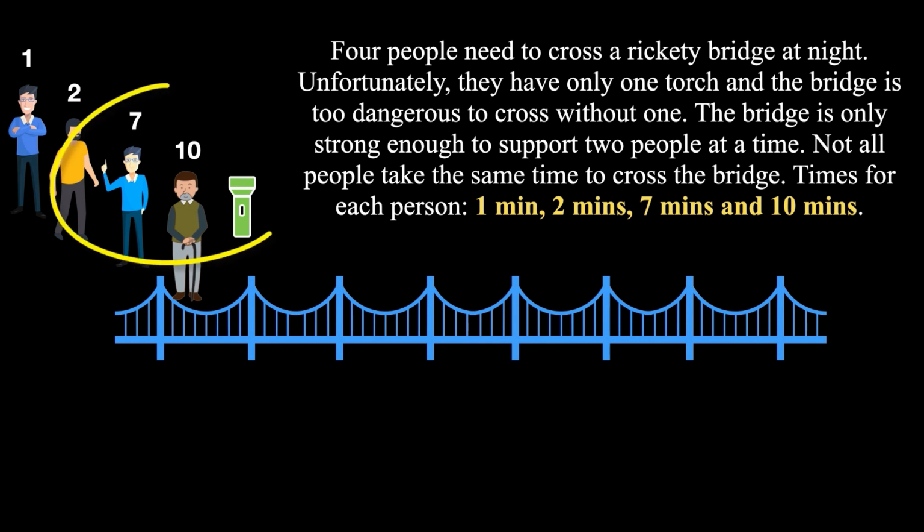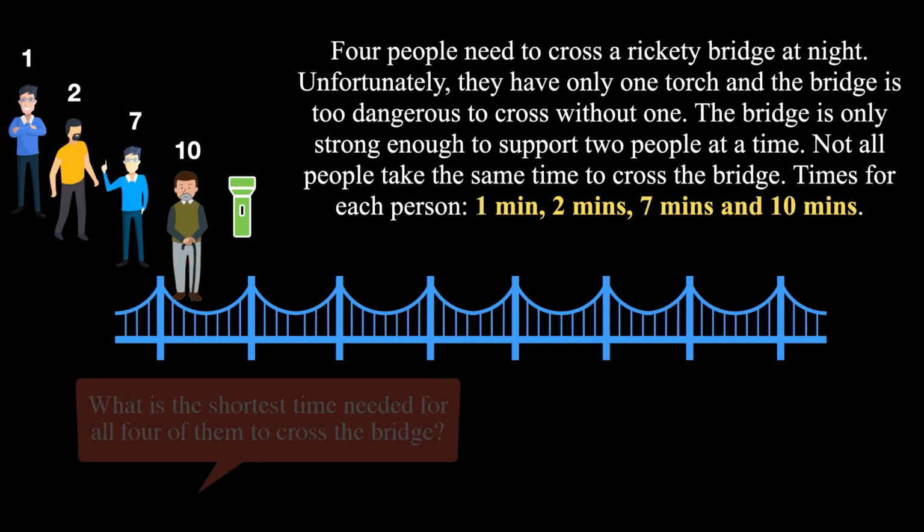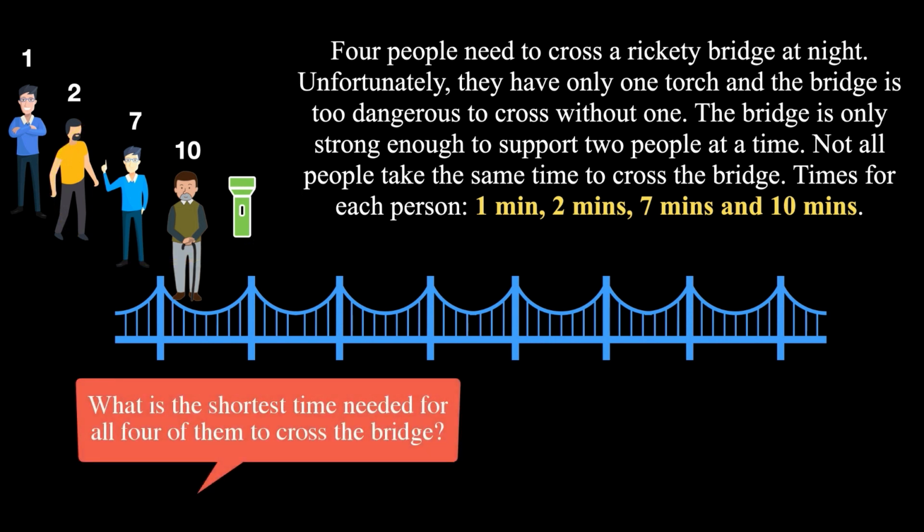For example, if the 2 people with speeds of 7 and 10 minutes were to cross together, it would take 10 minutes, leaving 17 minutes for one of them to return and get the rest moving. Can you find the shortest time needed for all 4 of them to cross the bridge? This is a very famous puzzle asked in several job interviews. Feel free to pause the video and give it a try before checking the solution.